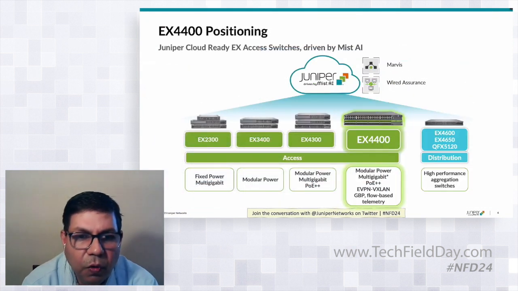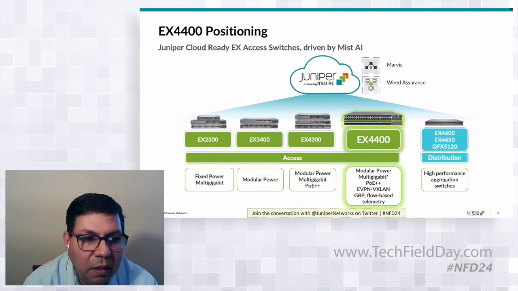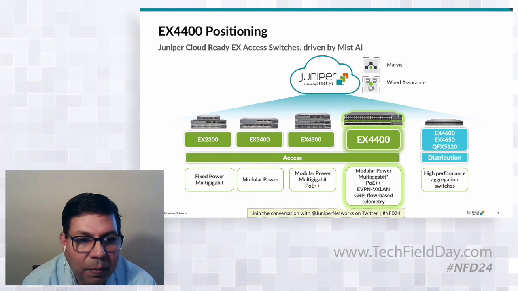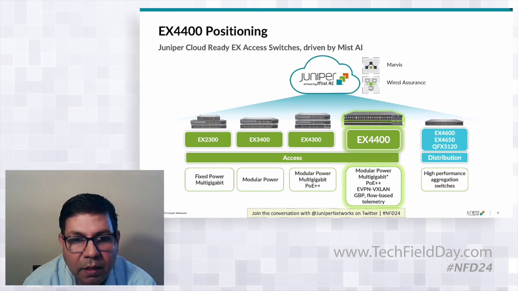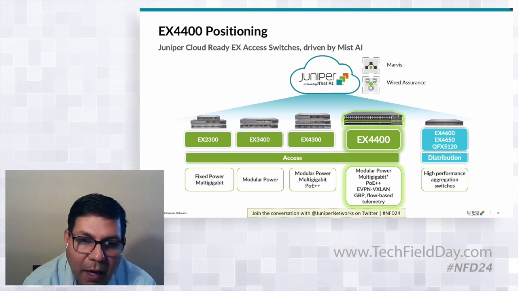I just wanted to quickly overview our campus access portfolio. On the left-hand side, we have our EX4300 series of switches, which are the fixed form factor switches, with fixed power supply, fixed fans, and fixed uplinks at the entry level. Then as we move up, we have the EX3400 switches, which bring in modular power, modular fans, but fixed uplinks, with better performance and better scale. And then we have the EX4300, which has modular uplinks, modular power, and modular fans, with higher bandwidth, higher capability, and higher scale. All these switches have been shipping for many, many years.